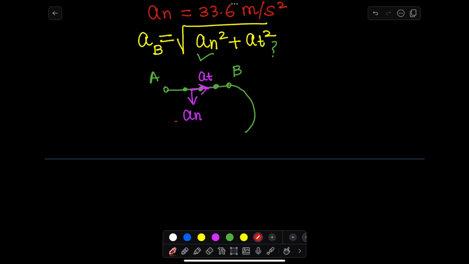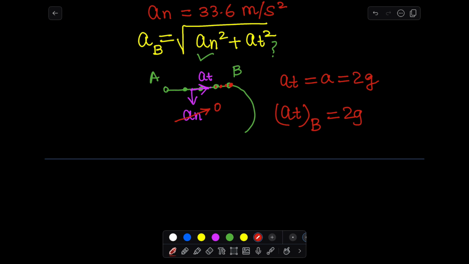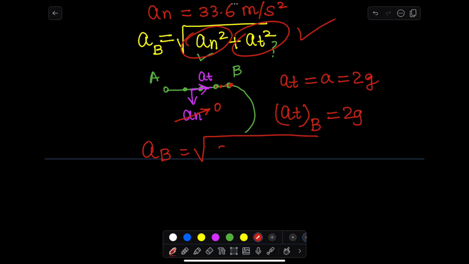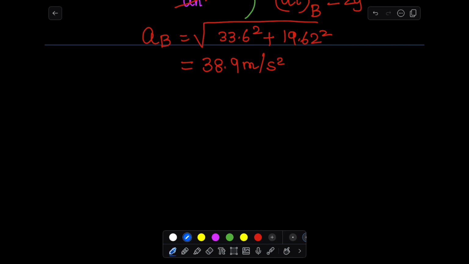Now suppose we are going to make a normal and tangential coordinate for this. So we can say that at is equal to a, and an is going to be 0. Now you have the value for an and you have the value for at, so you can easily calculate the total acceleration at the point B, and that will be equal to 38.9 meter per second square.